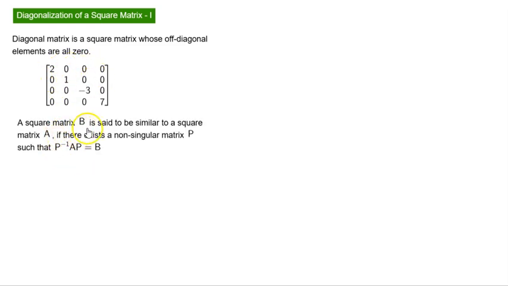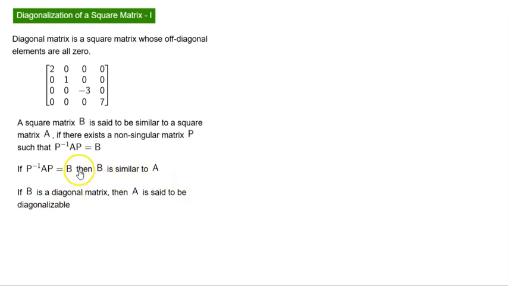Now a square matrix B is said to be similar to a square matrix A if there exists a non-singular matrix P such that P inverse AP is equal to B. So if P inverse AP equals B, then B is similar to A. If the B that we arrive at is a diagonal matrix, then A is said to be diagonalizable. So let's look at an example.